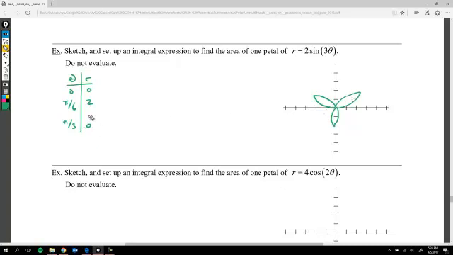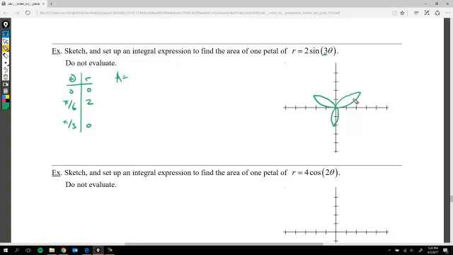So if you pick 0, pi over 2, pi, you're going to get 0 a lot. Just be careful with that, mainly because of this 3 right here. So just be careful with that. Anyway, we're going to want to set up an area equation.